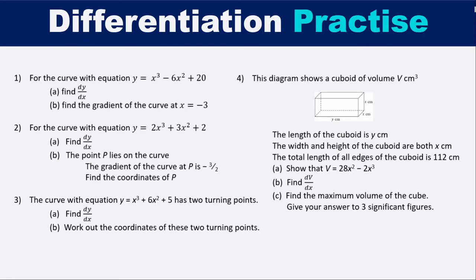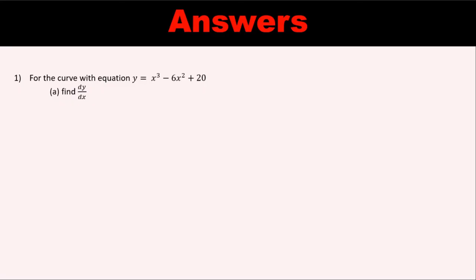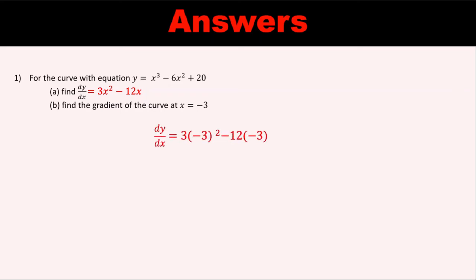I hope you had a chance to hit pause, because here come your answers. For question 1, we differentiate. Simply take the power, multiply it out front, and subtract 1 from the power. For part B, the gradient to the curve where x is equal to -3, you've just substituted -3 into the gradient function.